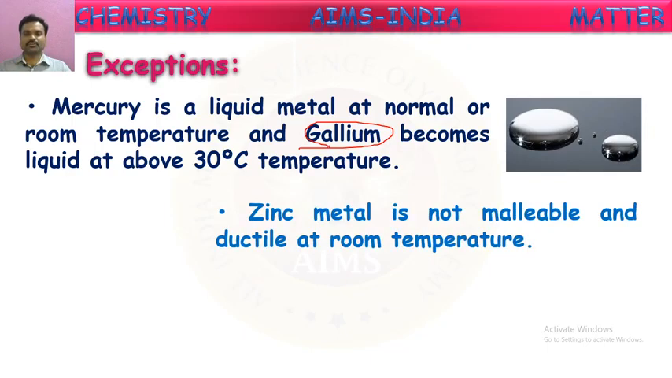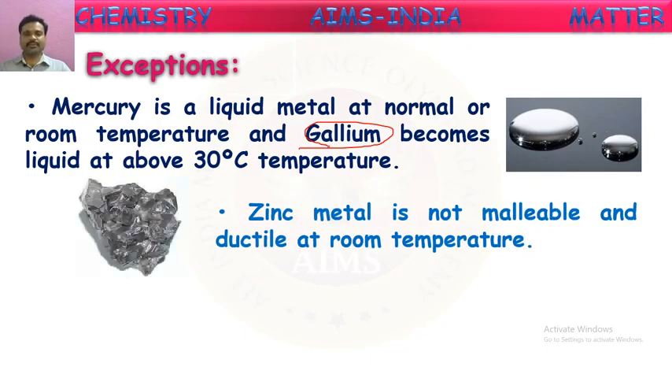Zinc metal is not malleable and ductile at room temperature. As we said, mostly all the metals are malleable and ductile. But some metals like zinc cannot be beaten into sheets or drawn into wires. They are brittle.